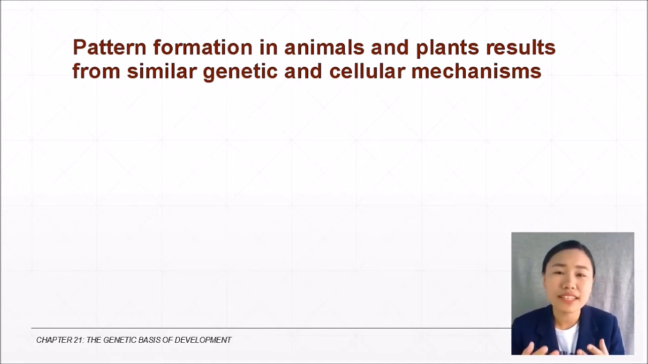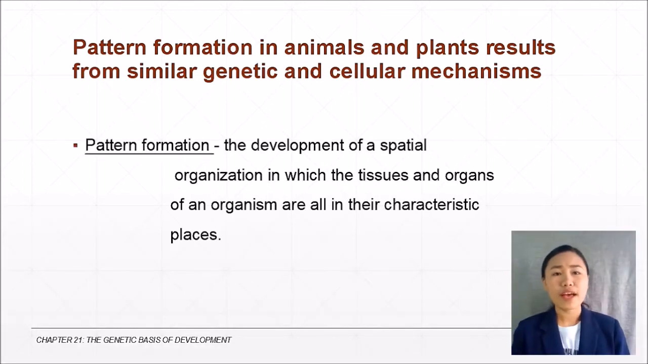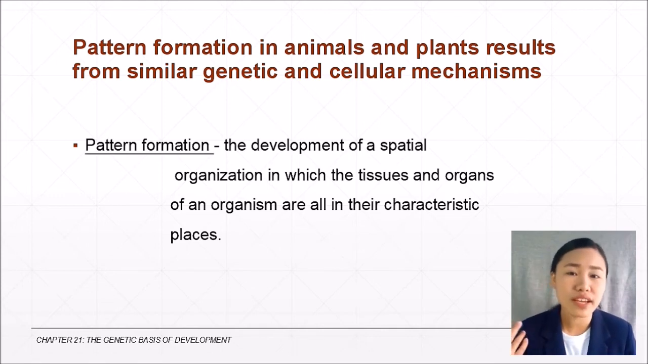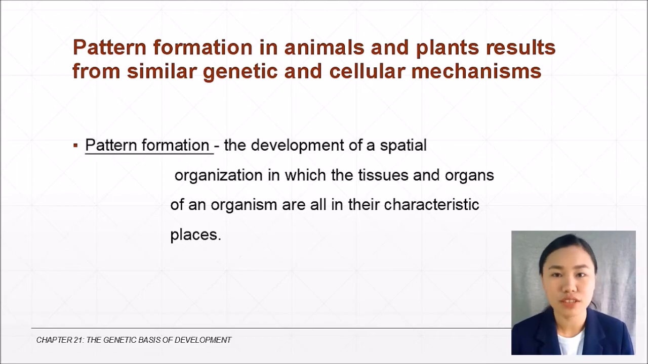So, a body plan is also influenced by what we call cytoplasmic determinants that are found in the cytoplasm of cells. So we have what we call pattern formation, the development of a spatial organization in which the tissues and organs of one organism are all in their characteristic places. So it's like a distribution or your initial deployment to your assigned area or field until you get your permanent position.